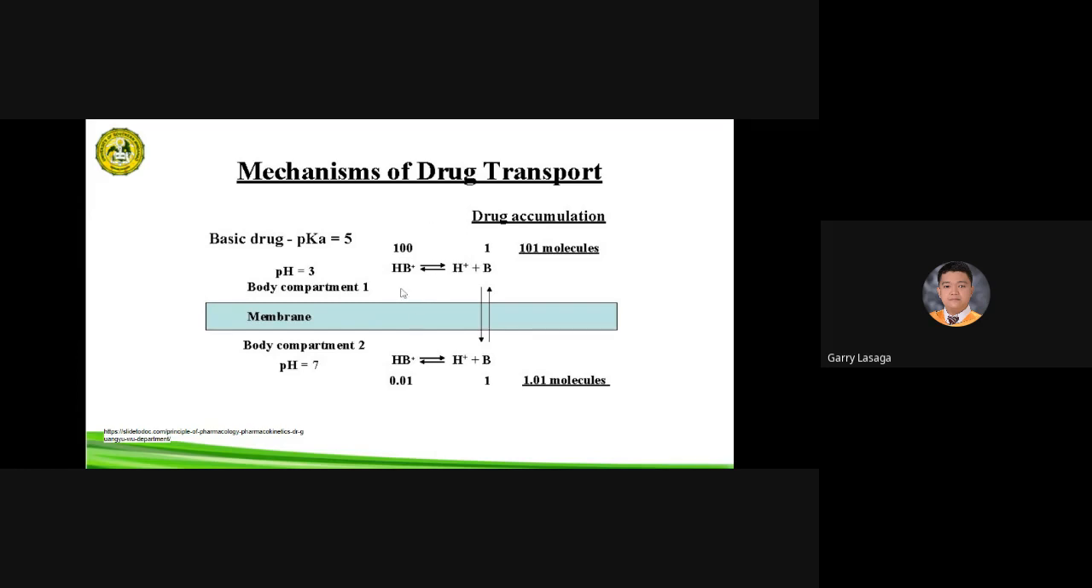So meaning, pag yung isang basic drug, nilagay natin siya sa acidic environment, the ionized form will predominate. The more that it will be acidic, the more that it will increase the proportion of the ionized form of the drug. And the drug will accumulate in this acidic environment.